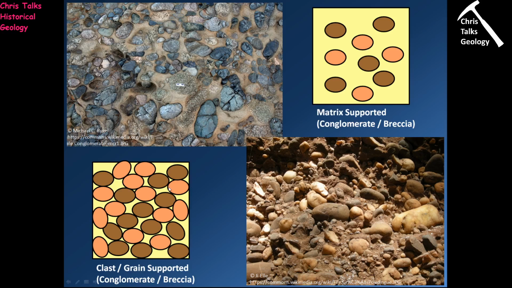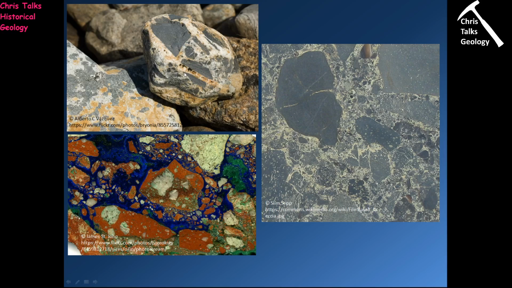Alright, so if we just have a look at this breccia here, we'll notice that the clasts themselves are separated by the matrix. The matrix is in white, so you can see the white in between this clast and this clast. You can see the white there between that clast and that clast, between this clast and this clast. There's the white. So the clasts aren't in contact with each other. So this is going to be a matrix supported conglomerate.